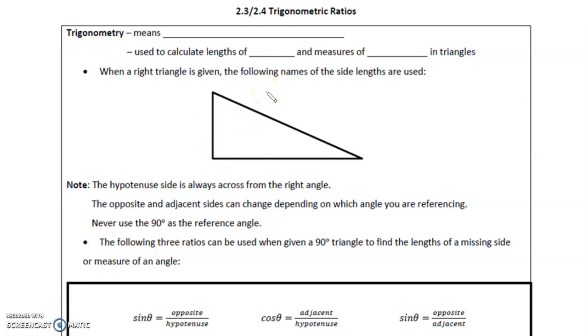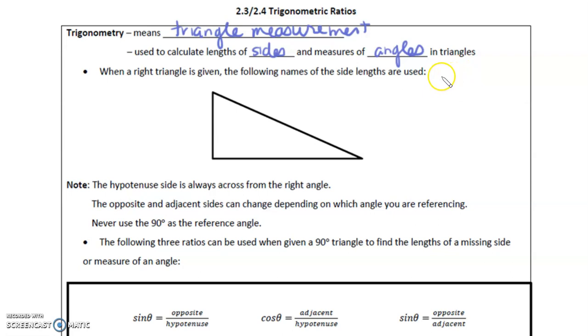2.3 and 2.4 trigonometric ratios. So trigonometry means triangle measurement. It's used to calculate the lengths of sides and measures of angles in triangles. When a right triangle is given, the following names of the sides are used.